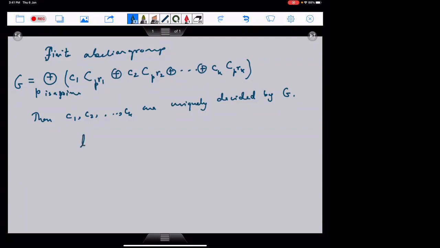This L1 was C1 plus C2 plus like this, CK. Then for the elements whose order divides p squared, the order of the group is assumed to be p^{L2}. And then we said L2 is equal to C1 plus 2C2, like this, 2CK. And finally, we wrote LK equal to C1, 2C2, and finally, KCK.